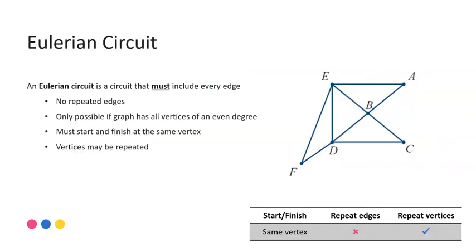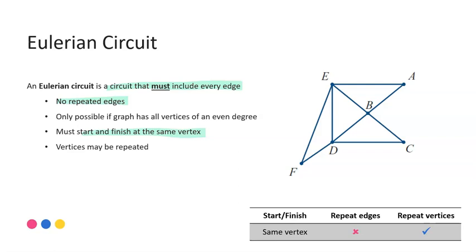Moving on now to the Eulerian circuits. So Eulerian circuit is a circuit that must include every edge. So with Eulerian, we must use every edge. With a circuit, we start and finish in the same place. So same start and finish vertex, and we repeat no edges. Okay, so every edge once and start and finish in the same place.